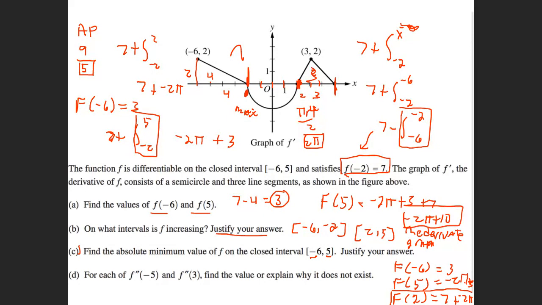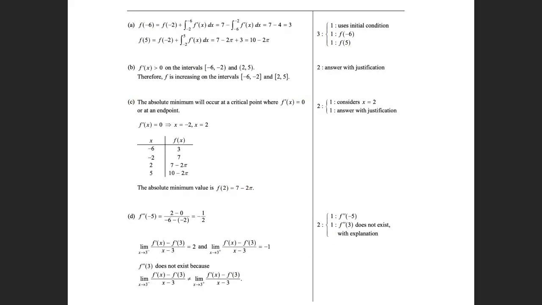Okay. So here's the answers. So f of negative 6 is 3. We came up with that. F of 5 should be 10 minus 2 pi because I forgot to add the 7 on. Part B, where is it increasing? Negative 6 to negative 2 and 2 to 5. Okay, and it's because the derivative is greater than zero.